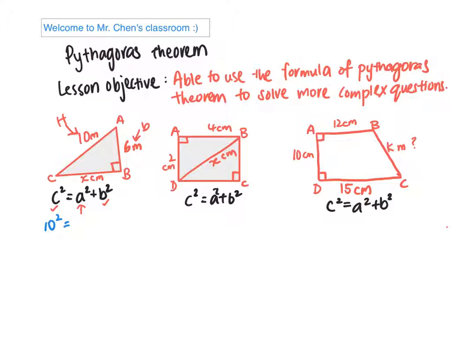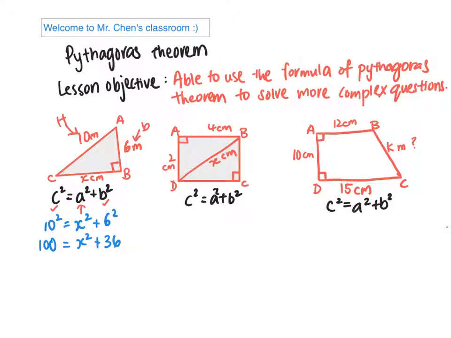So you write 10 squared, and a squared, you don't know what it is, but you do know a is x, so you put x squared, plus b, b is 6, so 6 squared. What you're going to do next is expand the numbers, you have to square them. 10 squared is 10 times 10, which is 100. And x squared is still x squared. And 6 squared is 36.